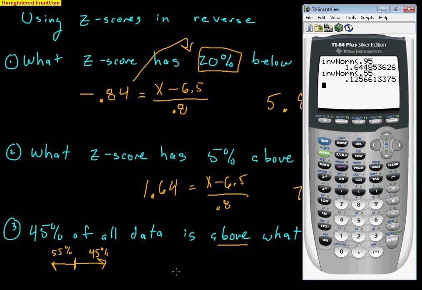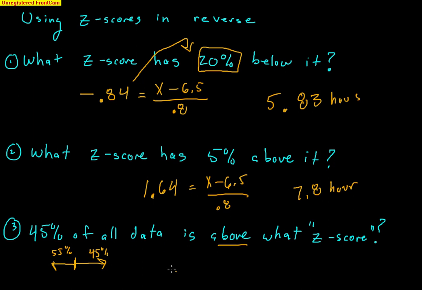0.1256. So a z-score of, let's see here, 0.13 basically would be my z-score. Hopefully that all makes a lot of sense to you. Be very, very careful with the whole idea of 45% above means 55% below.